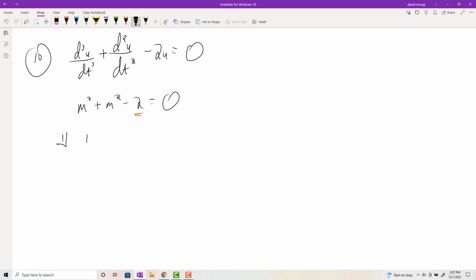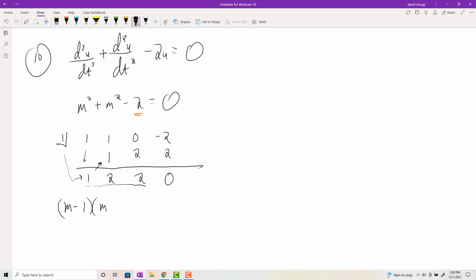So you have 1m cubed, 1m squared, 0 m's, and then negative 2 is your constant. And you bring down the 1, and then you multiply 1 times 1 goes here. And then you add, so this will be 2. And then 1 times 2 goes here. 0 plus 2 is 2. 1 times 2 is 2, goes here. Yeah, that works. If you get 0 right there, it works. Okay. So our factorization will be m minus 1 times, and then from this information, 1m squared plus 2m plus 2 equals 0. Okay, then this guy, I don't think I can factor it, so I have to go to quadratic.